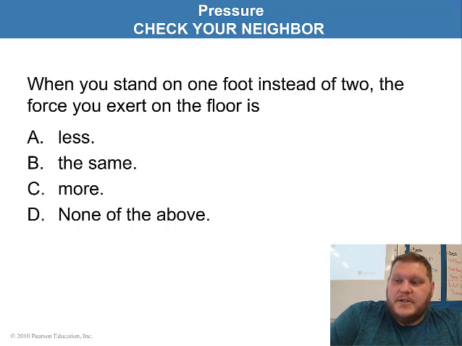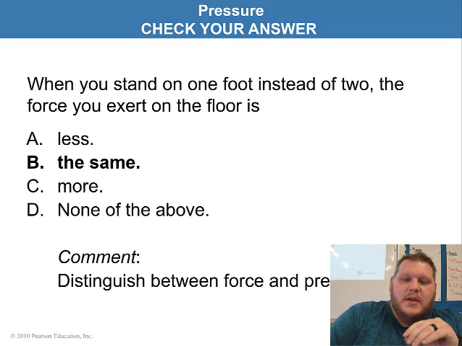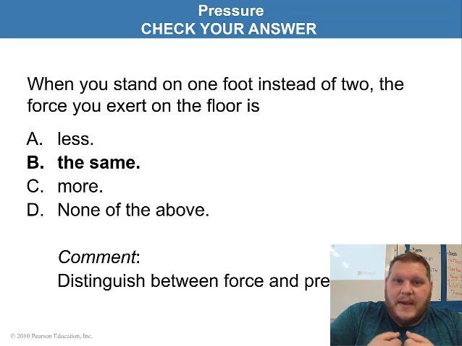Okay, our answer should be that it's the same. The force itself is not any different. The difference between force and pressure is what we're looking at here. The force stays the same. The mass times gravity, right? Mass times acceleration of our body is the same pulling down, whether we're standing on 1 foot or 2.